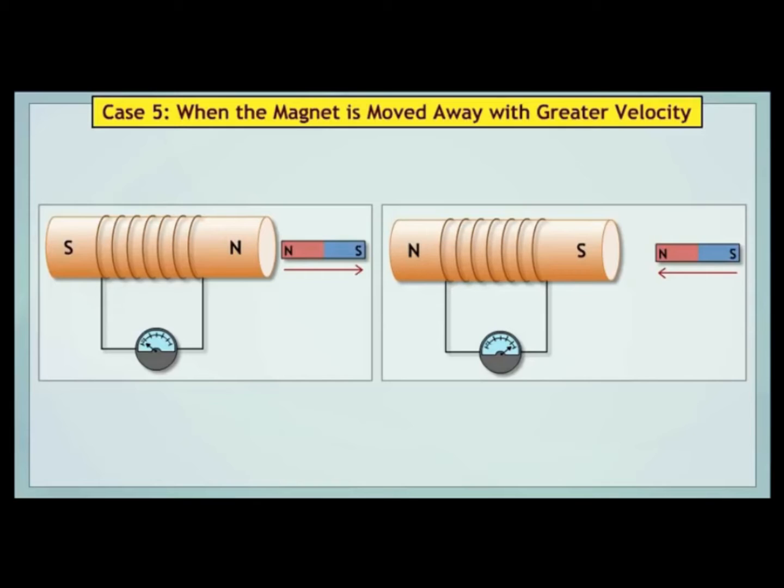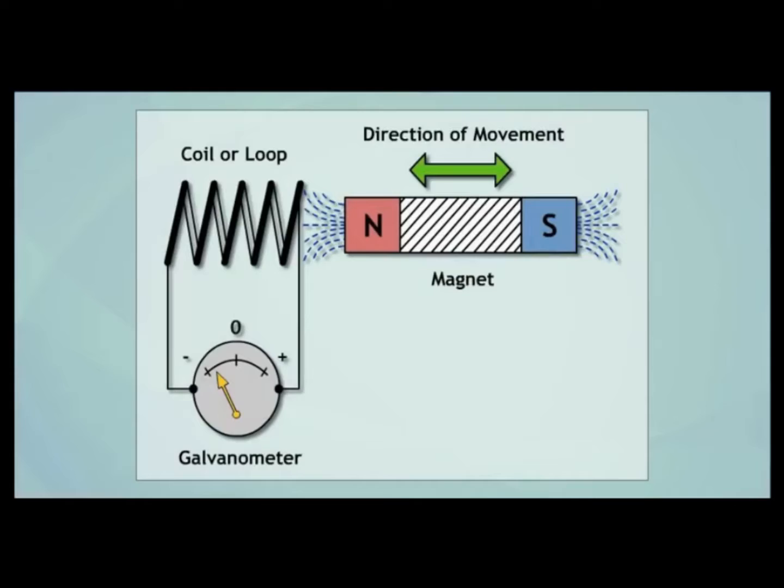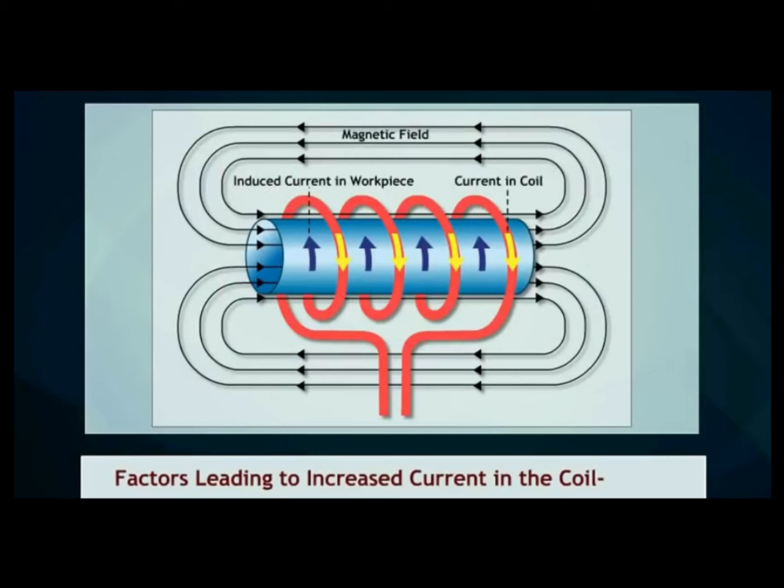The deflection increases if the magnet is moved away with a greater velocity. If the polarity of the magnet is reversed and the magnet is brought close to the solenoid, then current flows in an opposite direction. The galvanometer accordingly turns toward the left. Faraday observed that current flows in the coil only when there is a relative motion between the coil and the magnet. There are a few factors leading to increased current in the coil. First, by using a strong magnet. Second, increasing the motion of the magnet. And third, increasing the area or the number of turns of the coil.